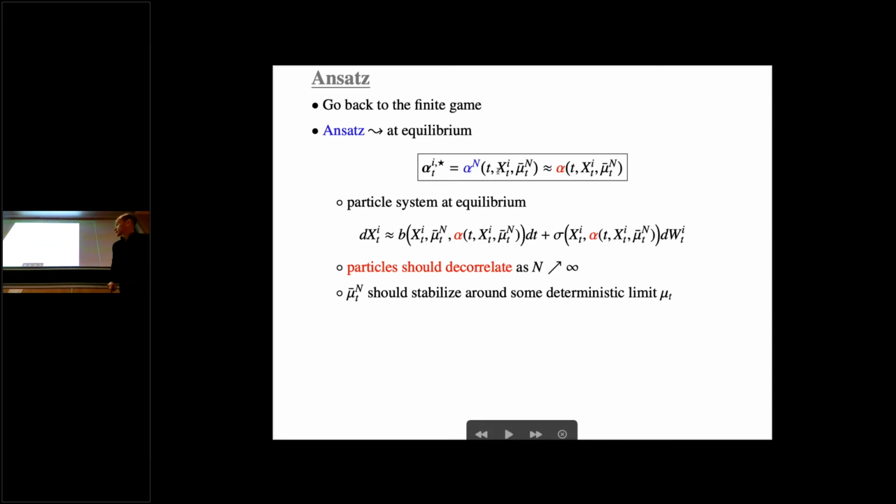So the first variable is x^i. This is a kind of dominant variable. When I compute my equilibrium feedback, I first implement my own state. Depending on where I am in the state, I will have different actions. First dependence, and the second argument is that I see the others through the empirical distribution.